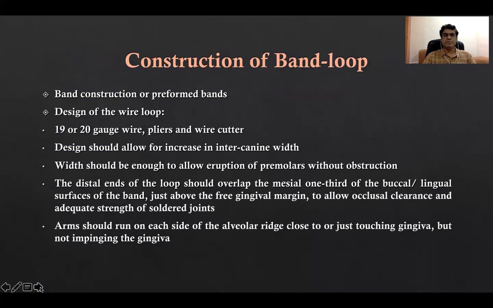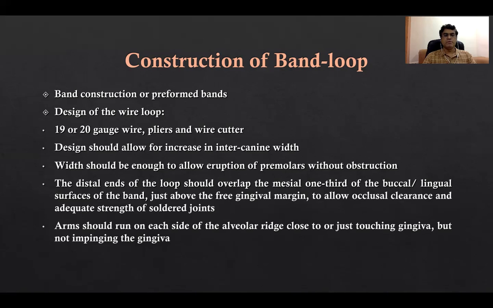Construction of the band and loop space maintainer. Band construction uses preformed bands for the abutment teeth, and you will be designing a wire loop with a 19 to 20 gauge wire using pliers and a wire cutter. The design of the loop should allow for the increase in the intercanine width, because it should not hold the canines when you are using it for a space of the first primary molar.